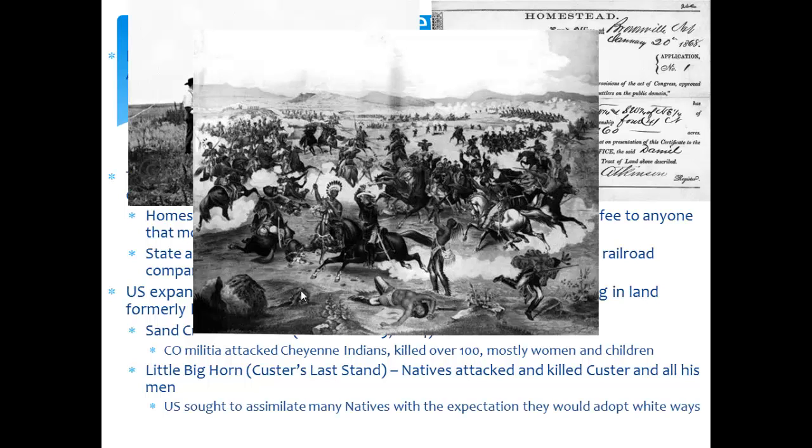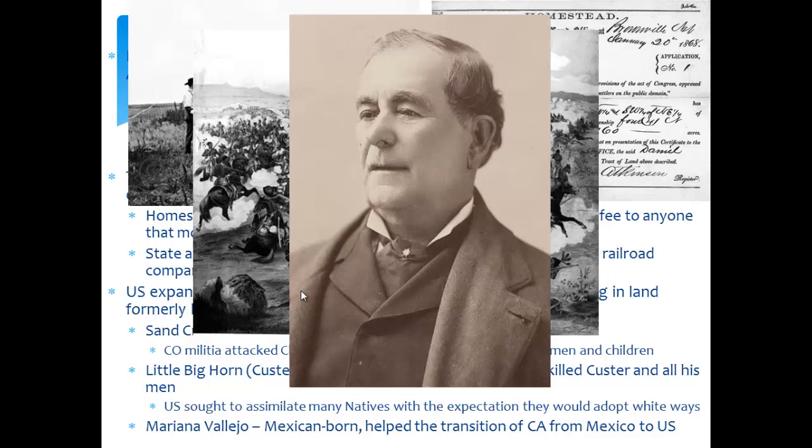And the U.S. sought to assimilate or bring in many natives into American culture with the expectation that they would adopt white ways, including speaking English, dressing as Americans, and also Christianity as well. Then we have Mariano Vallejo. He was Mexican born, but he helped the transition of California from belonging to Mexico to becoming a state in the United States. He played an instrumental role in that.